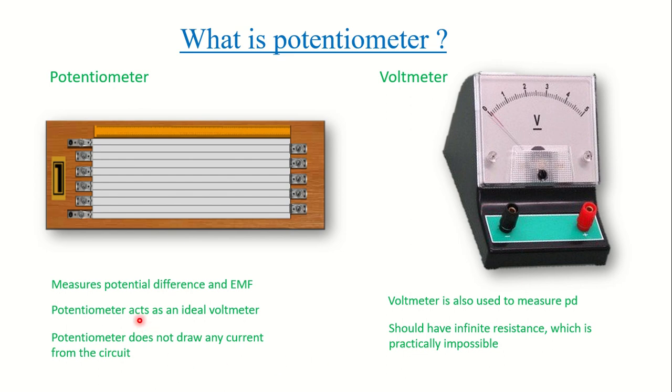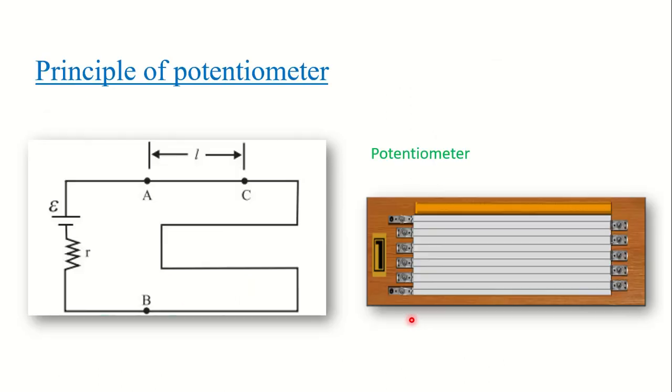But a potentiometer is also used for measuring the potential difference and also EMF. A potentiometer does not draw any current from the circuit. Therefore, a potentiometer acts as an ideal voltmeter, which has infinite resistance. And a voltmeter cannot be used for measuring the EMF because it draws some current from the circuit. We will move further to the principle of potentiometer.